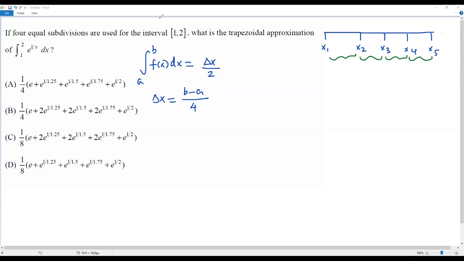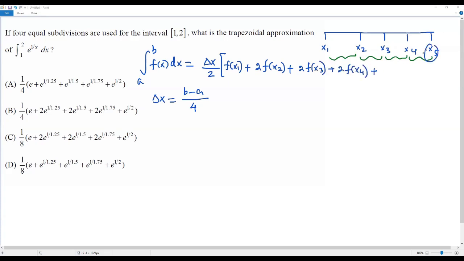Now we have to plug in the first value, x1, into the function f of x over here. Then I'm getting f of x1, positive. Now we plug in the second value of x, x2, into the function. Then I'm getting f of x2, but this time it has to be multiplied by 2. That's the formula, 2 times f of x2. Now we plug the third value of x into the function, and it has to be multiplied by 2. Then I'm getting 2 times f of x3, positive 2 times f of x4.